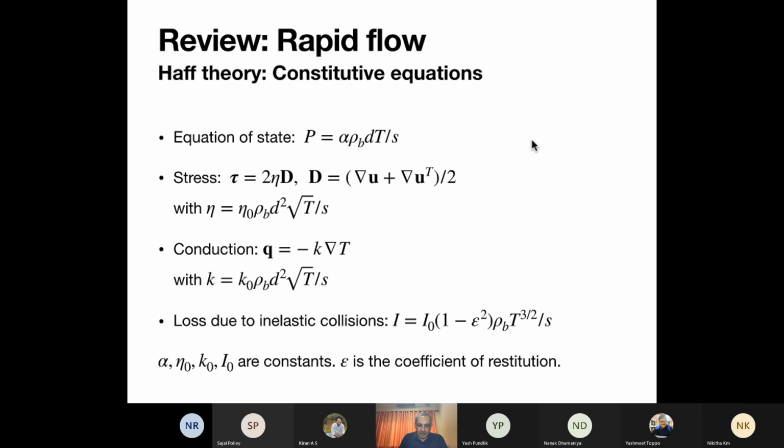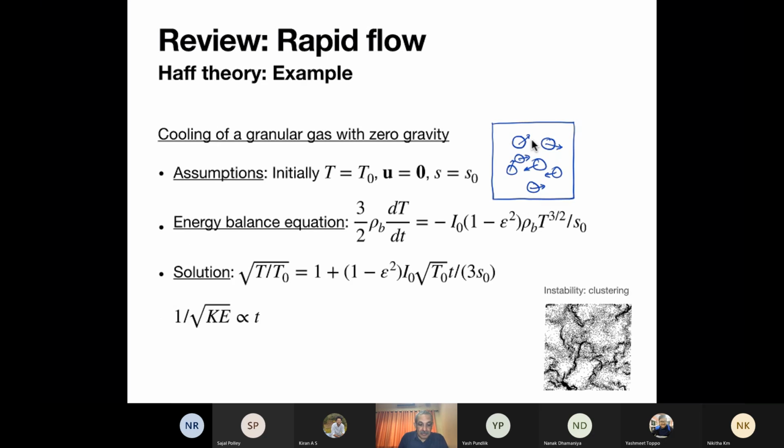So, these are all explicit equations, and we have essentially enough equations to solve problems. The first problem we looked at was cooling of a granular gas in zero gravity, where you have particles colliding with each other, and with each collision some energy is lost. We assume everything is uniform and the mean velocity is zero. Then we get this equation for the energy balance. The continuity equation and momentum balance equations are all satisfied identically.